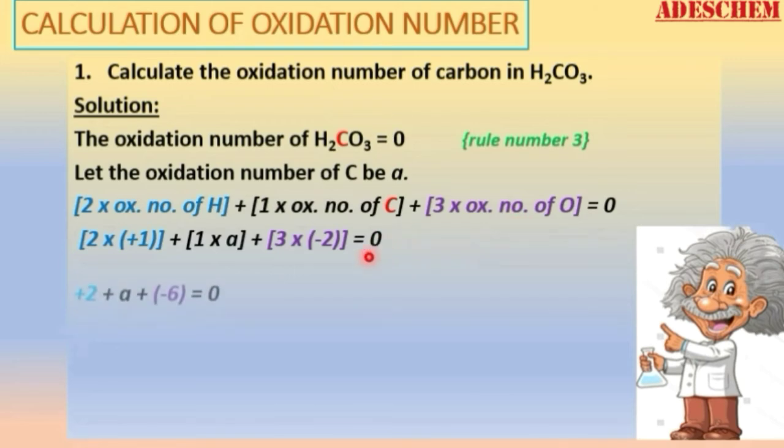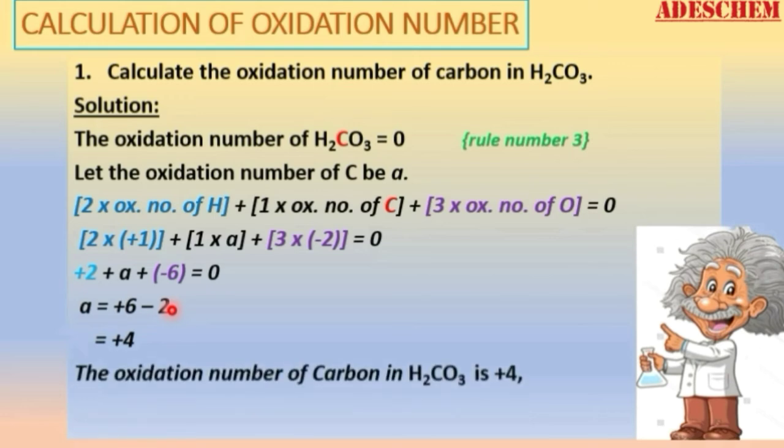With our maths, we are going to have that 2 multiplied by +1 is going to give us +2. 1 times A is going to give us A, while 3 times minus 2 will give us minus 6. We are going to have here that A is going to be equal to minus 6, minus 2, which is going to give us plus 4. Hence, the oxidation number of carbon in H2CO3 is going to be equal to 4.